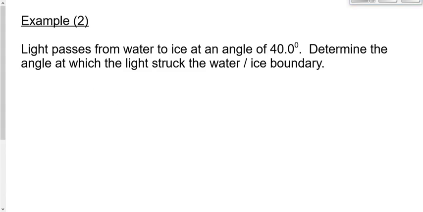Example number 2, and this is the last one we'll do here. It says light passes from water to ice at an angle of 40 degrees. What's the angle at which the light struck the water-ice boundary? Let's draw a picture of this. Okay, here's the liquid water. Here's the ice.